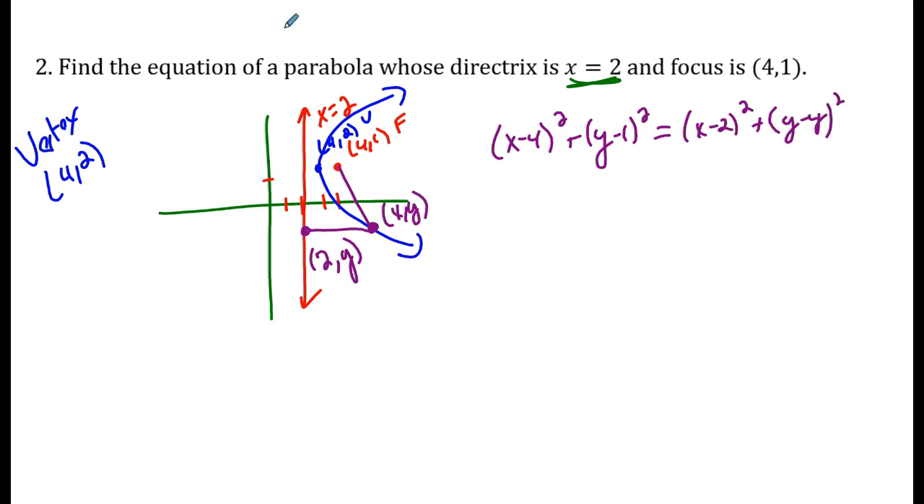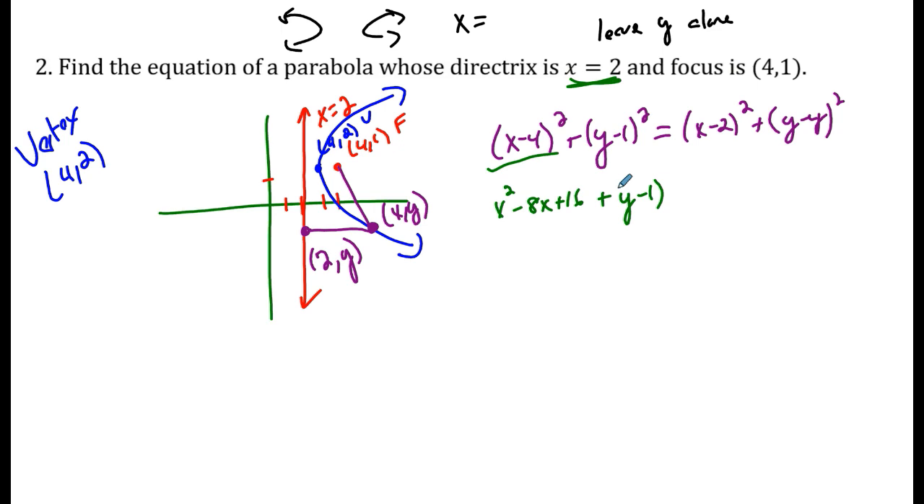Things are different though. Sideways parabolas are going to be x equals parabolas. Sideways parabolas are x equals. So I'm going to leave y alone and work with x's because it's now sideways. So I'm going to square x minus 4: x squared minus 8x plus 16, plus I'm going to leave that y squared alone there, equals x squared minus 4x plus 4. That goes to 0. I've got an x squared on both sides, so we can say goodbye to those.